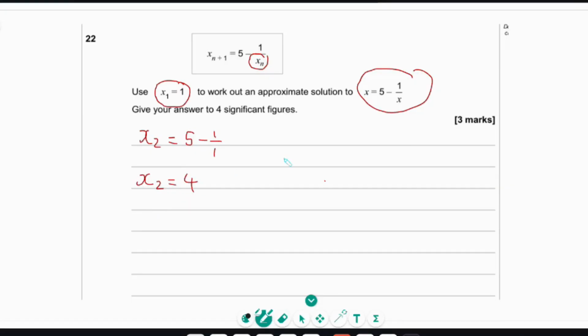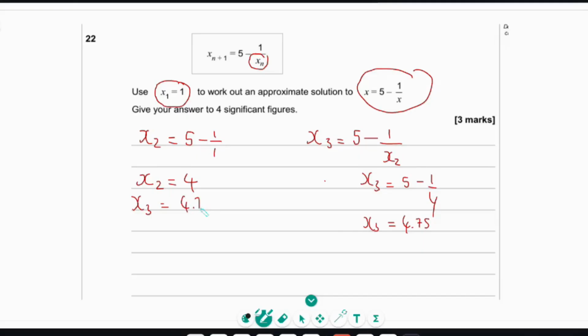I'm going to start putting it into my calculator now. So x3 is 5 minus 1 divided by x2. So x3 is equal to 5 minus 1 over 4. Right, I start putting in the calculator now. If I put 5 minus 1 over 4 as a fraction using the fraction button, I get an answer 4.75.